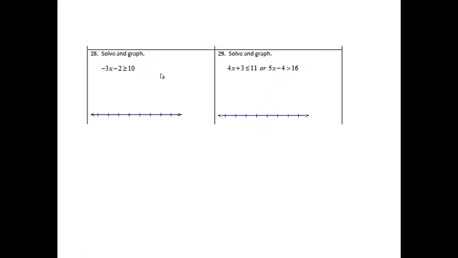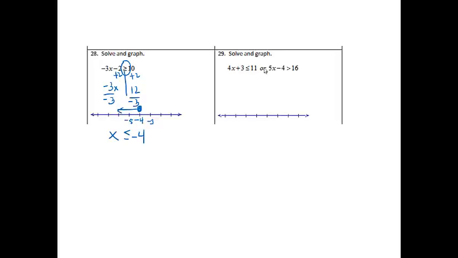Okay, number 28, solve and graph. Same thing, we'll just have an inequality instead of an equal sign. So to get rid of the minus 2, we're going to add 2 to both sides, and if you want to draw your line, go ahead. So now I'm going to have negative 3x, 10 plus 2 is 12, and then from here we're going to divide both sides by negative 3, so I'm going to get x. 12 divided by negative 3 is negative 4, and I did divide by a negative, which means I need to switch the way that it is going, so it's going to become a less than or equal to sign. So I'll put negative 4, negative 3, negative 5, closed circle, less than points to the left.